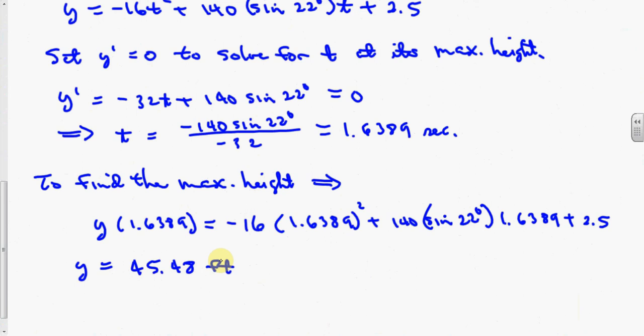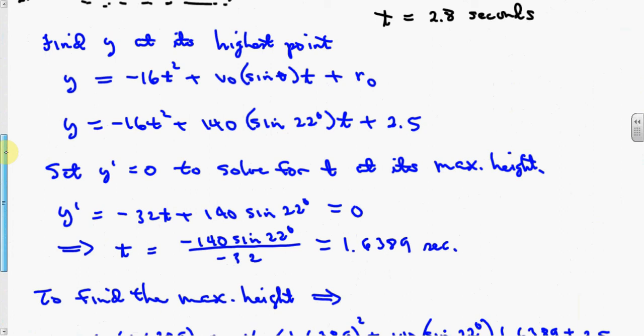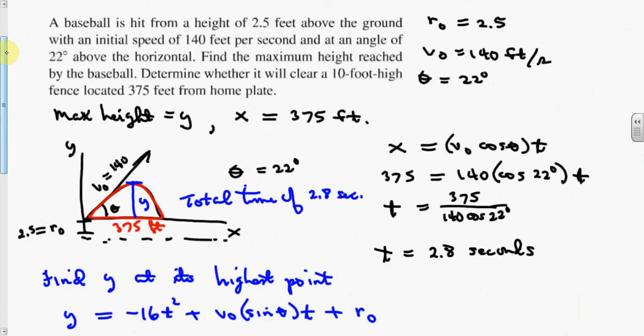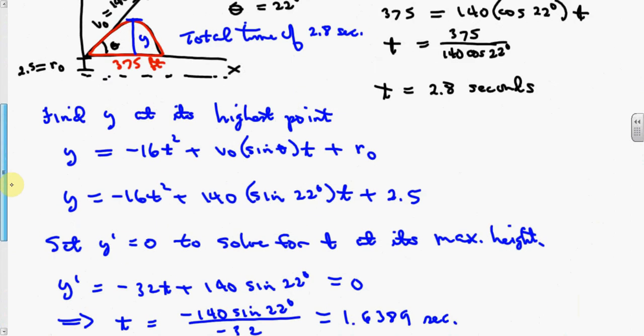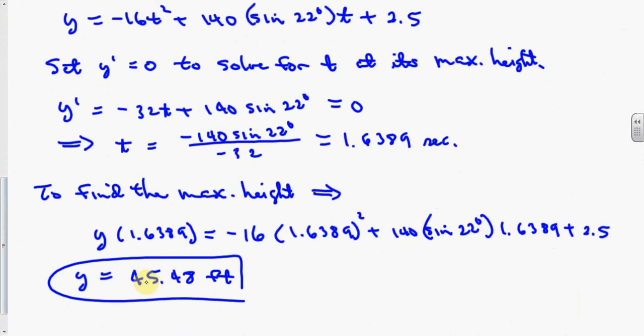All right. Is everybody okay with that? And then it raises the question, it says find the maximum height reached by the baseball, determine if it will clear a 10-foot high fence. Yeah, it goes up 45 feet, above that. So yes, it's going to clear it. That ball, when it goes out, there is maximum height. So I think we're good.